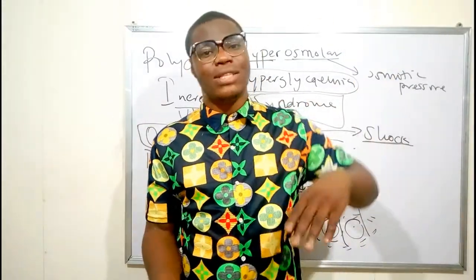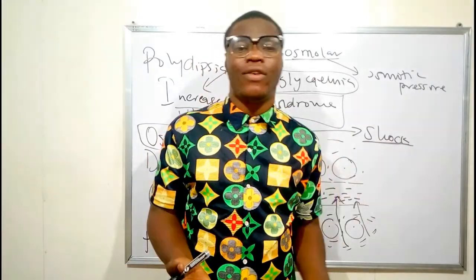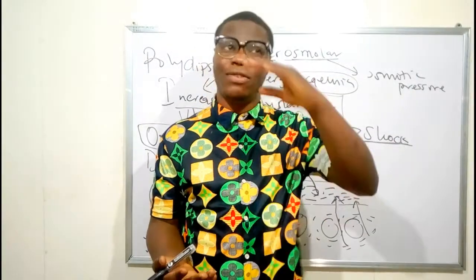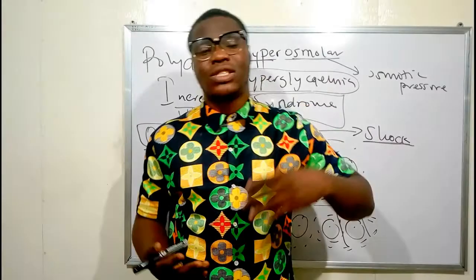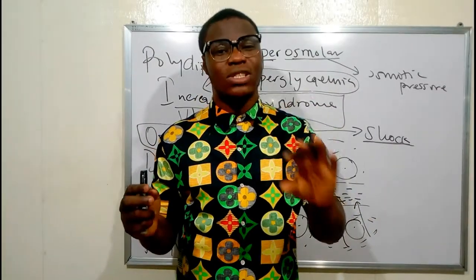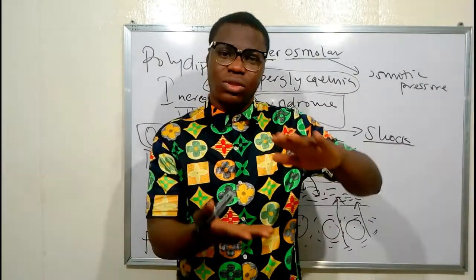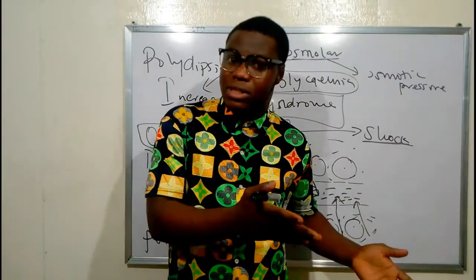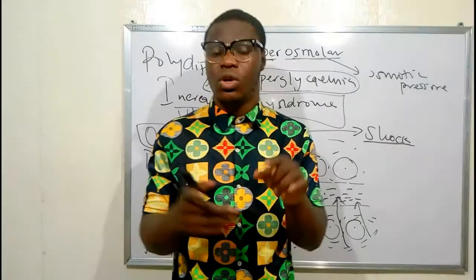So with recurrent formation of ketones, it's going to lead to what? Acidosis, because ketone is a weak acid. So it's going to tilt the body pH below 7, and diabetes ketoacidosis will set in.